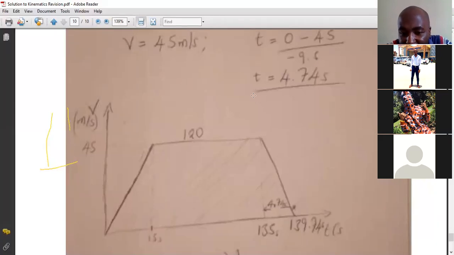So when you find this time, 4.7, if you saw, there it was 15. Then I added to 120 until it was 135, because I want to get my time from this point to all of this point. Then I added this time to 135 and I got 139.74. So that's the reason. This is just how you go about it.